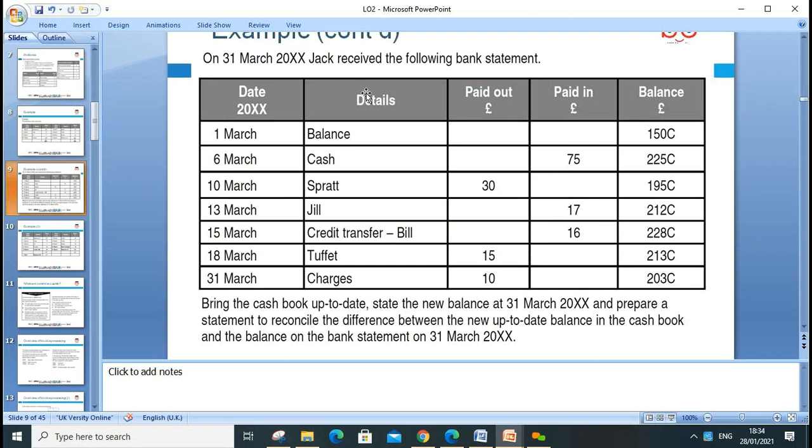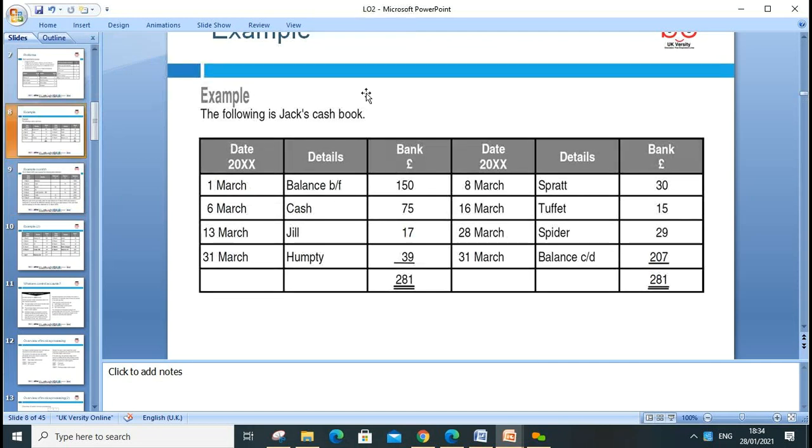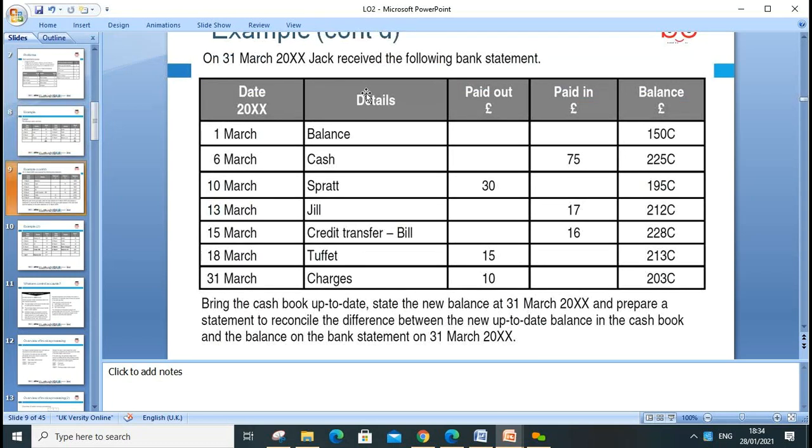So the bank charged me 10 pound. I wasn't aware the bank charged me 10 pound for the service they provide. In my cash book I don't have it, so I should include this 10 pound and reduce my cash book balance. Sometimes the bank charges you for services, so the bank statement shows it but my record doesn't. The cash book is my record and the bank statement is the bank's record, and they should match. So that's the way we can match it.